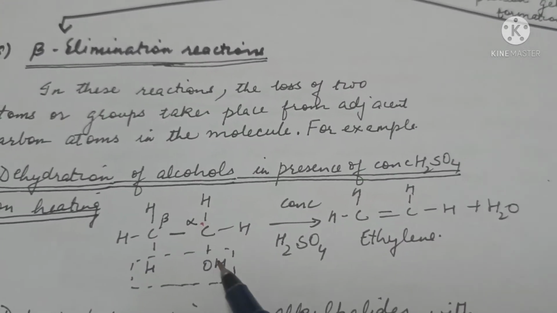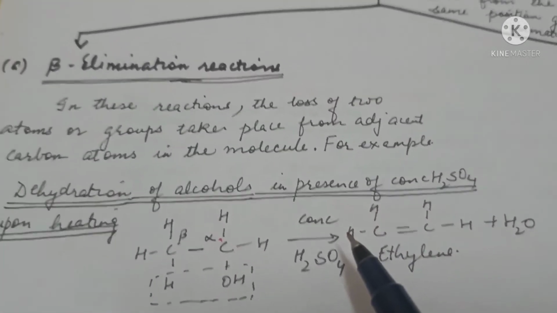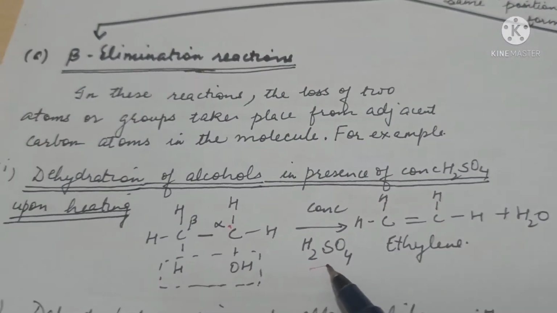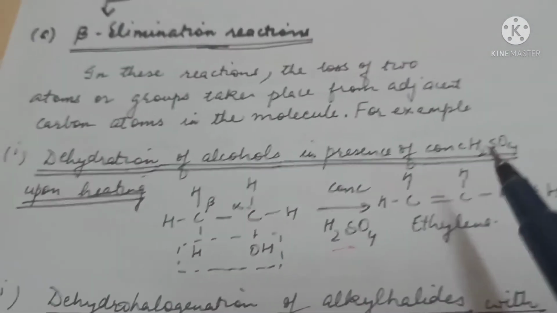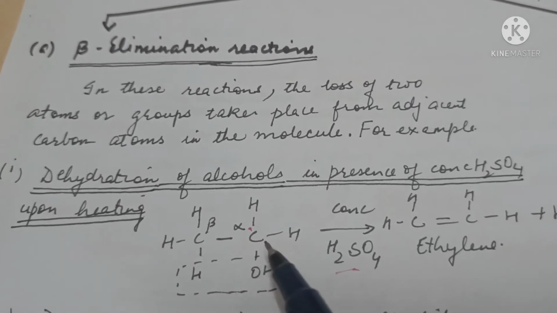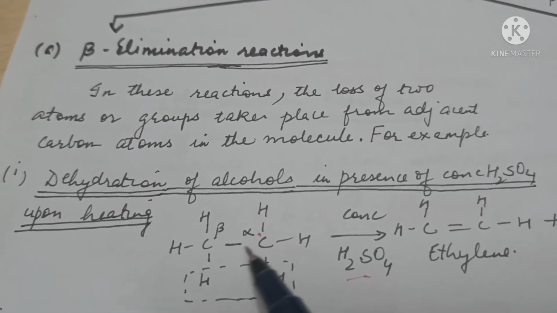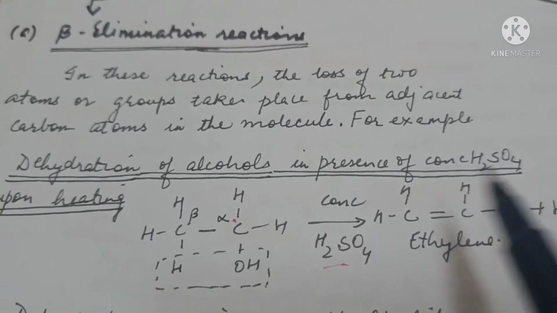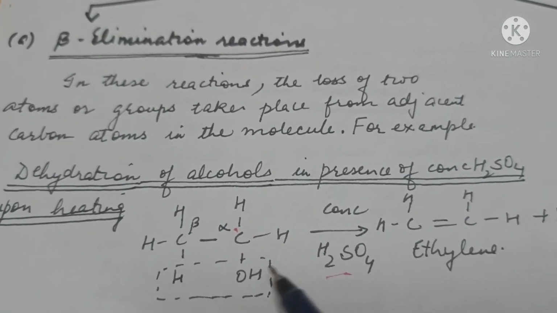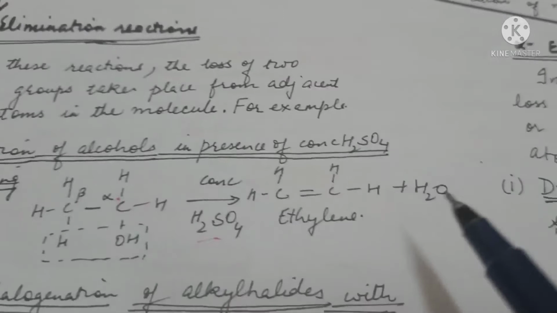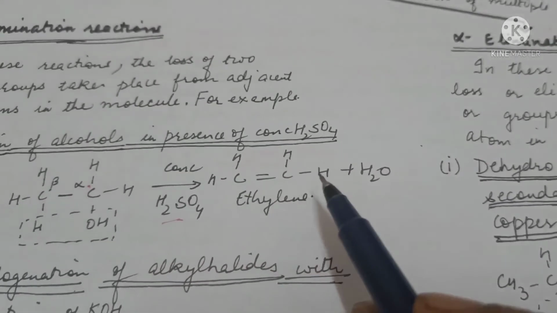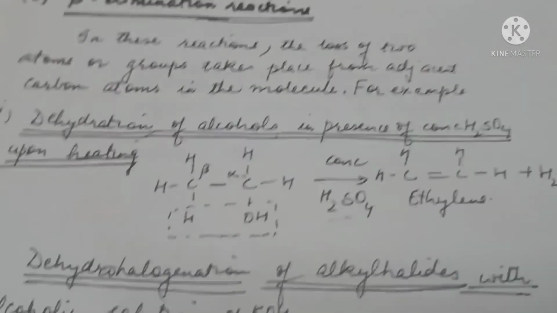So when an alcohol is heated in the presence of sulfuric acid, beta elimination occurs. The OH group from alpha carbon and the hydrogen from beta carbon will combine to form water, and because these are eliminated, a double bond is formed to complete the valencies and ethene is formed as a result.